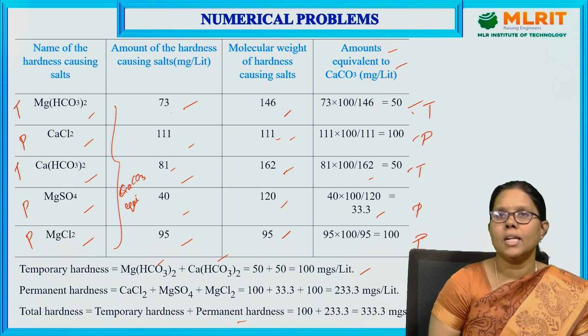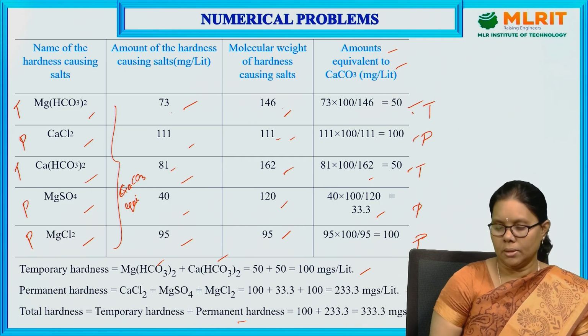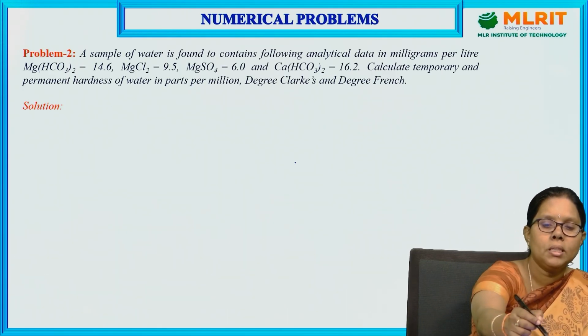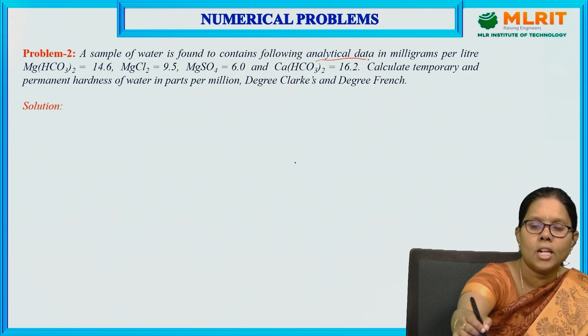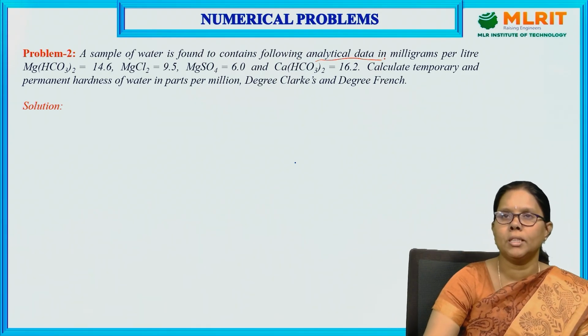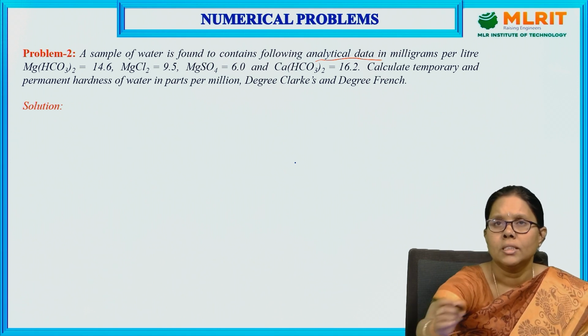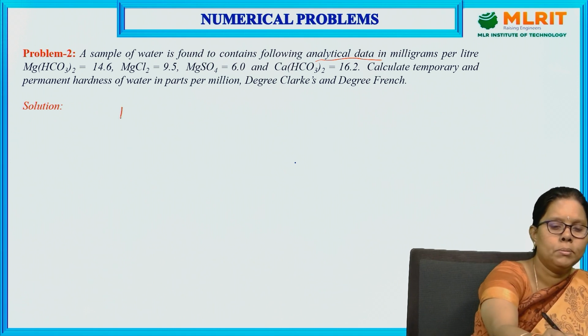Let us take one more problem. A sample is found to contain the following analytical data in milligrams per liter. Not only milligrams per liter, the other units are ppm.